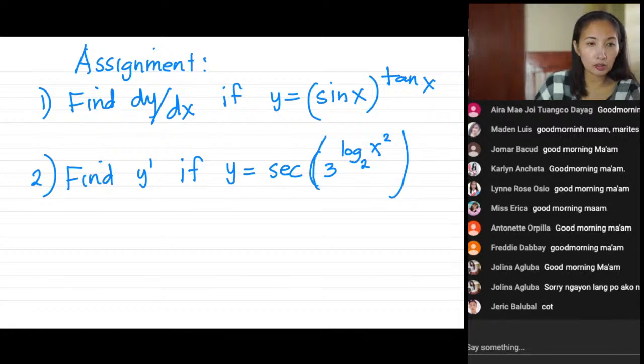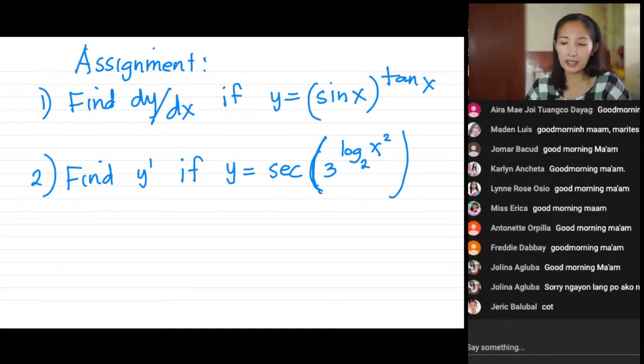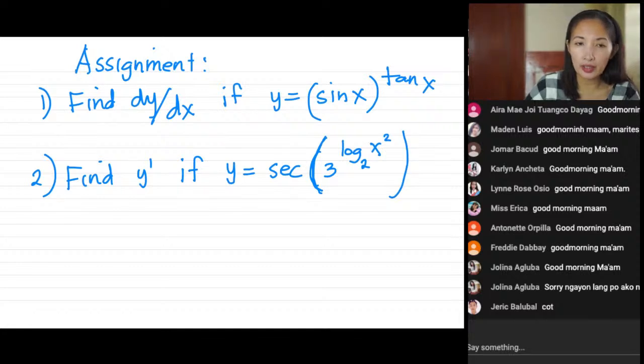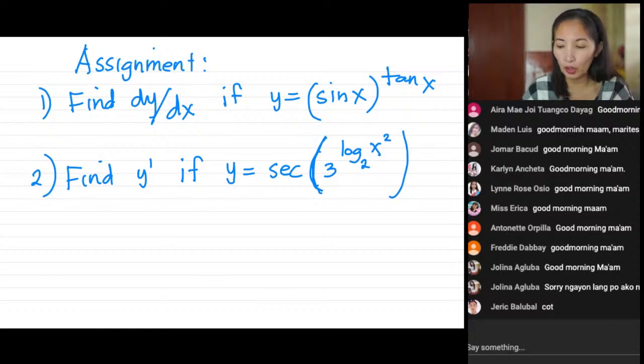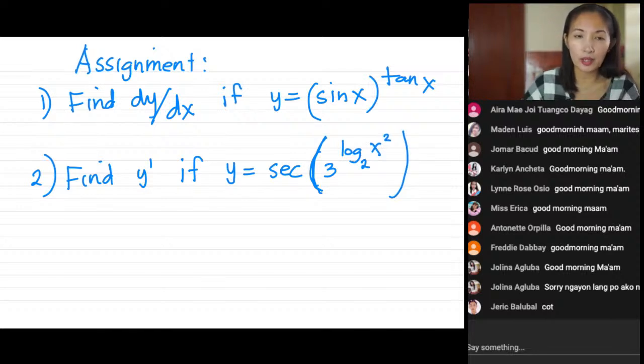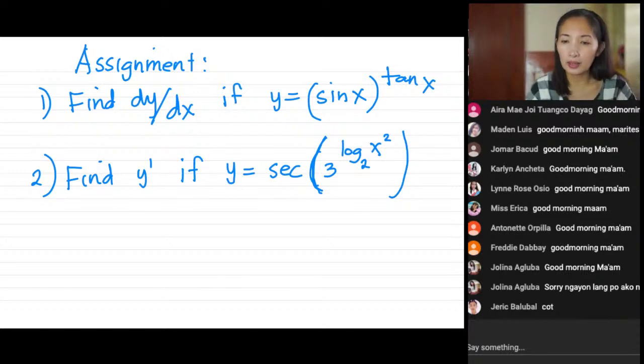Okay, so please take note of your assignments. These 2 items will be for assignment. Number 1, find dy over dx if y is equal to sine of x raised to tangent x. And number 2, find y prime if y is equal to secant of 3 raised to logarithm of x squared base 2.